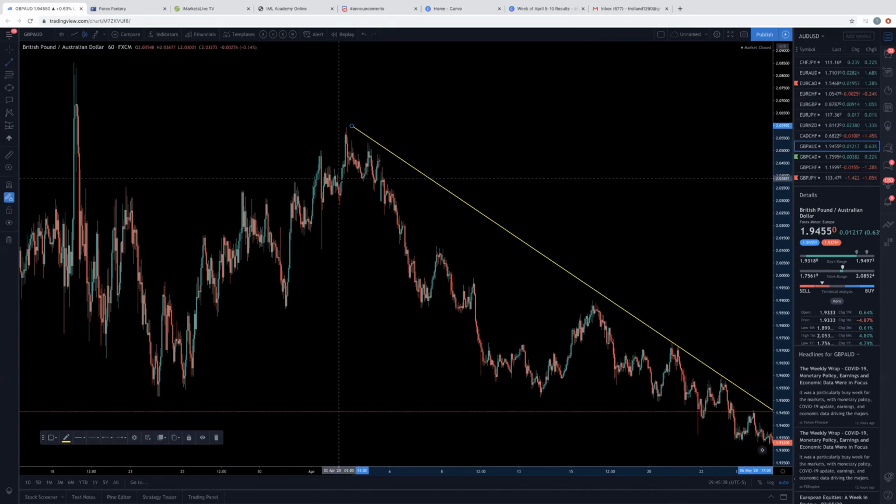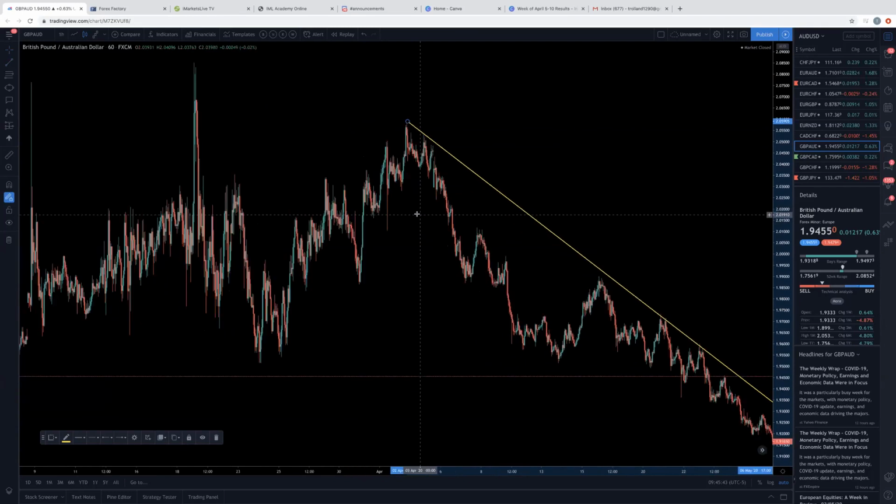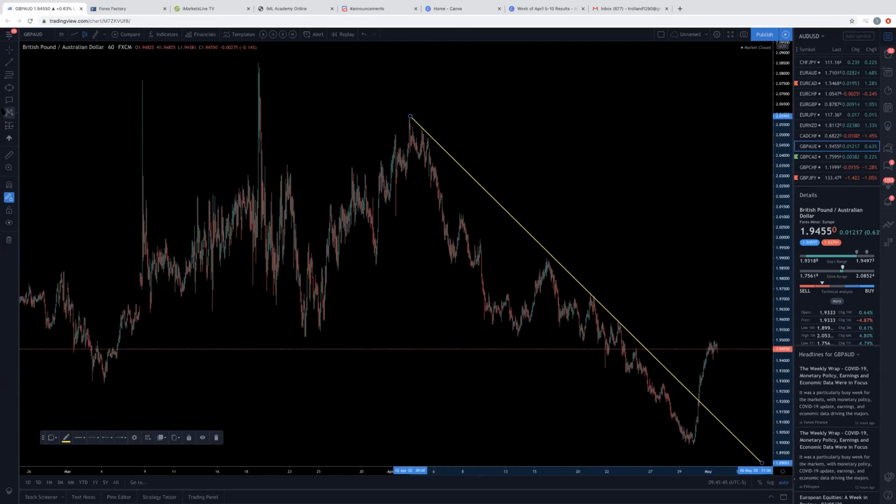into the opposite direction. If you need to write that down exactly word for word, by all means do so. An engulfing candle is a candle that devours the previous candle going into the opposite direction.